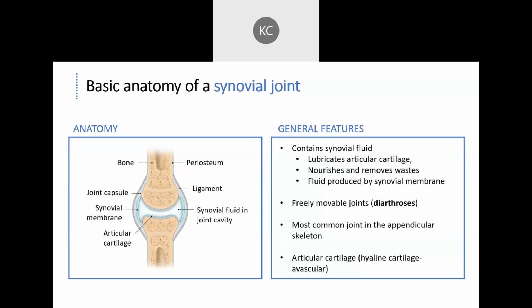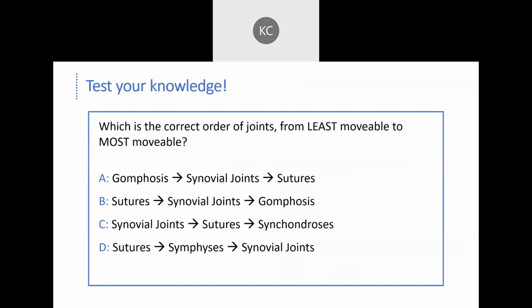Okay, so answer this question, and then we'll begin looking at specific types of synovial joints. Right. So answer this question, pause the video, and I'm going to go ahead and state the answer. So which is the correct order of joints from least movable to most movable?